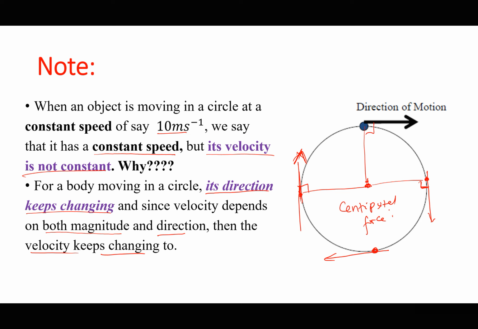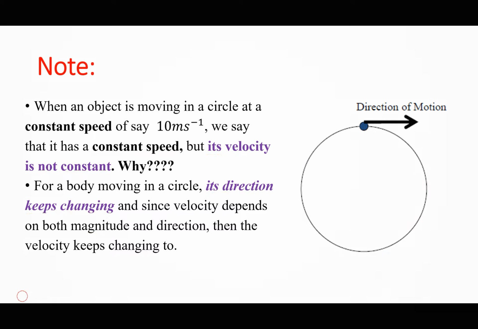So there's an acceleration even when a body moves at a constant speed in a circular path, because the velocity is changing. But how is the velocity changing when the speed is constant? It's because of direction. The direction keeps changing, and changing direction is enough to imply that the velocity keeps changing. So whenever an object moves in a circular path, its direction keeps changing, and we simply say the velocity is changing. Okay, so that is velocity.